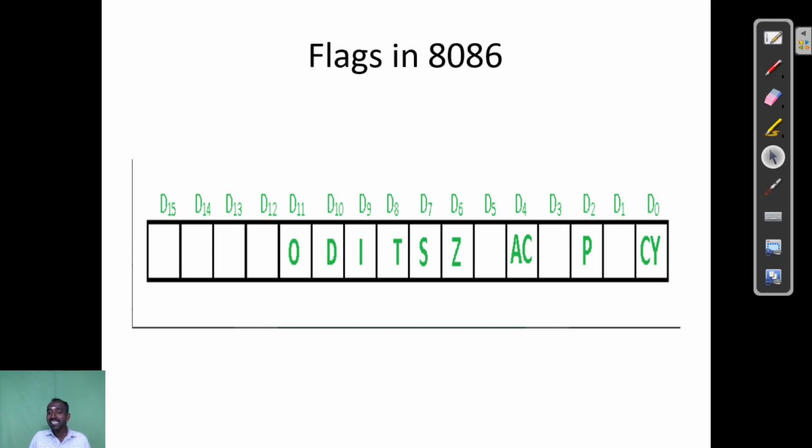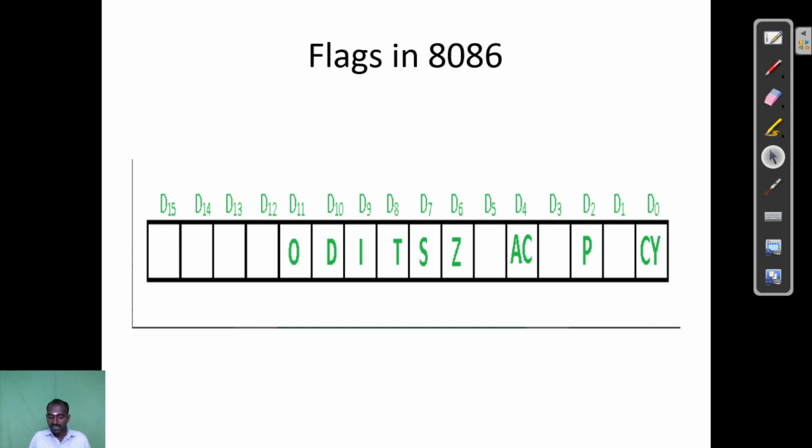Next, the auxiliary carry flag. It is set if there is a carry from the low nibble to the high nibble of the low order 8 bits of a 16-bit number. Okay, what is a nibble? A nibble means 4 bits. So the auxiliary carry flag indicates, if it is set, a carry from the low nibble to the high nibble of the low order 8 bits of a 16-bit number.